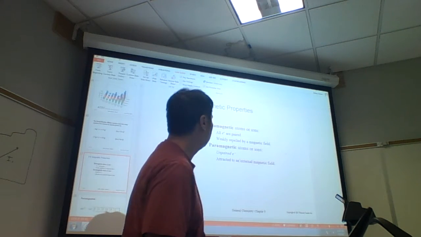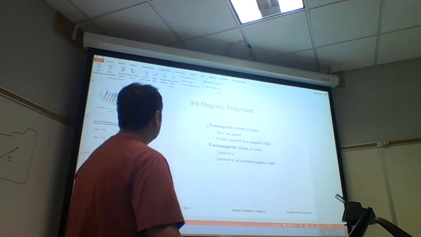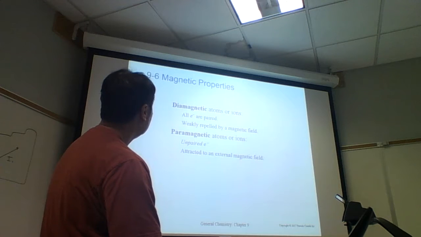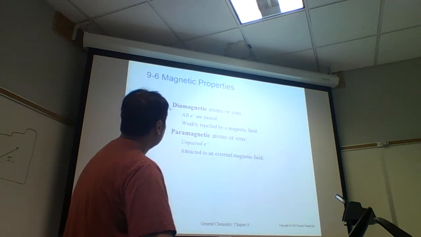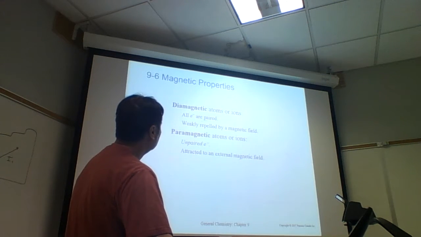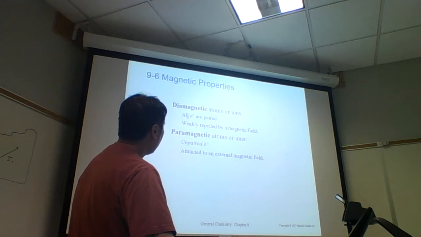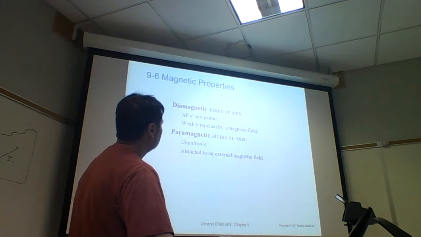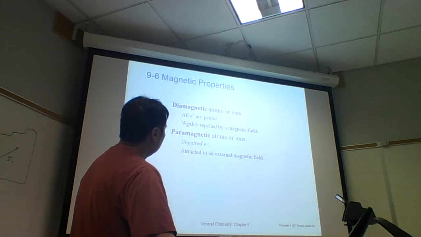Okay, now that's electron affinities. Now we're going to move on to magnetic properties. Magnetic properties, we have 3. We have diamagnetic. In diamagnetic atoms or ions, all the electrons are paired. And so when we look, there are no unpaired electrons in any orbitals. And these are weakly repelled by magnetic fields.